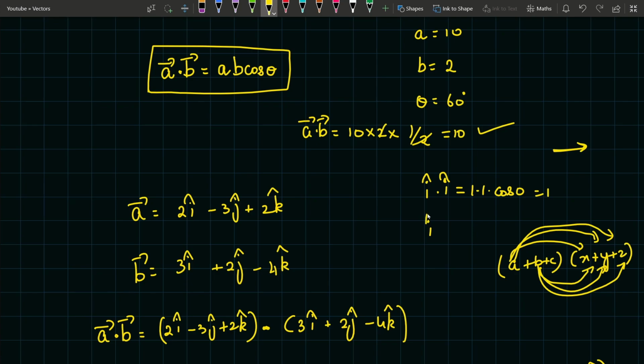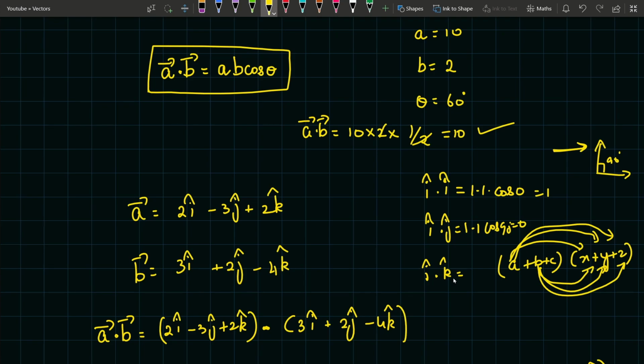Now what is i cap dot j cap? I cap's magnitude is 1. J cap's magnitude is also 1. What is the angle between i cap and j cap? I cap is in the x direction. J cap is in the y direction. So the angle between them is 90 degrees. So I'll get cos 90 here. Cos 90 is 0, so this will be equal to 0 totally. So i cap dot j cap is 0. Then therefore what is i cap dot k cap? The angle between i cap and k cap is also 90 degrees, x axis and z axis.